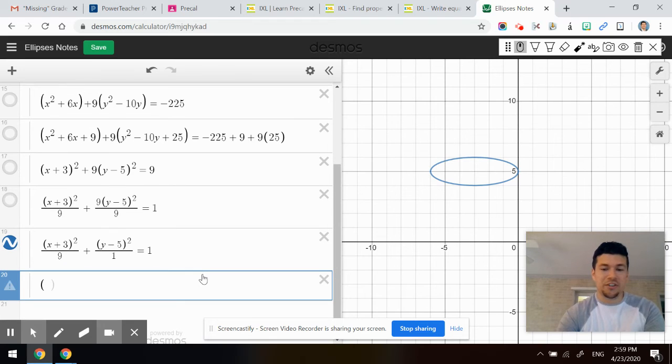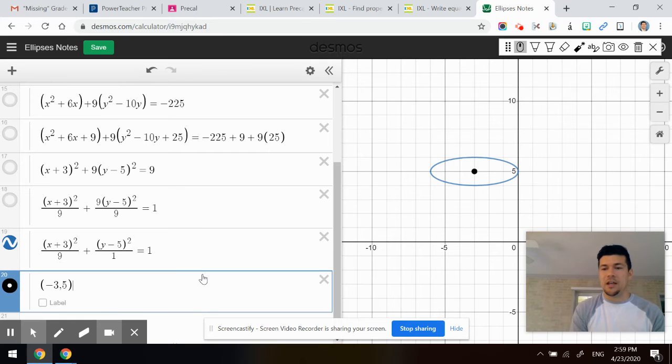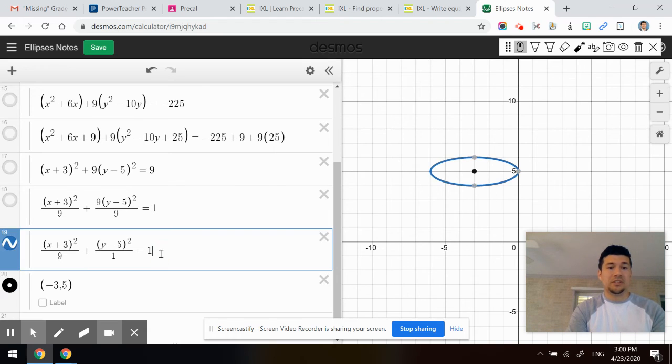Now I can see it's centered. Center is going to be at negative 3, 5. All right, you notice that I got that just by looking at h, k. If I look at the 9 underneath the x, I can tell that this ellipse is going to go to the right 3 units, to the left 3 units along its major axis. If I look at the 1 underneath the y fraction, I know that the square root of 1 is going to be 1. So I know it's going to go up 1 unit and down 1 unit for its co-vertices. All right. And basically, that's about it.